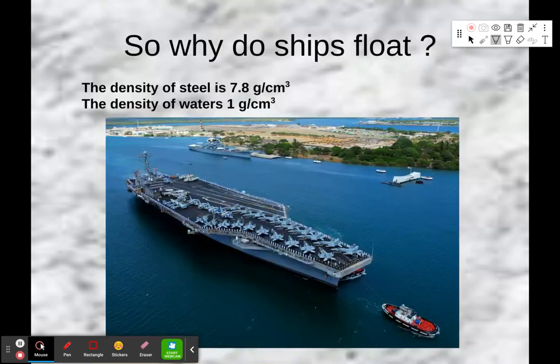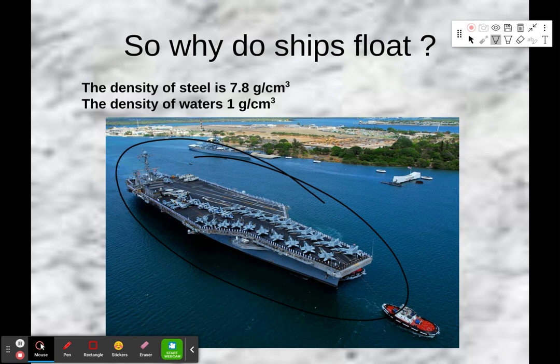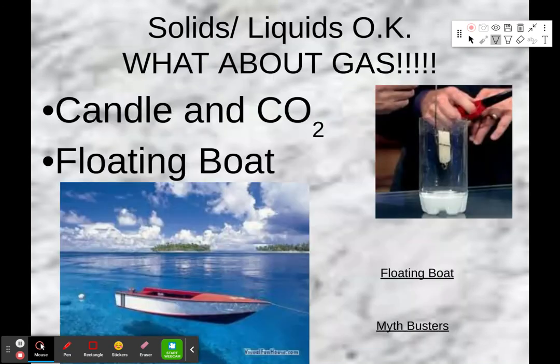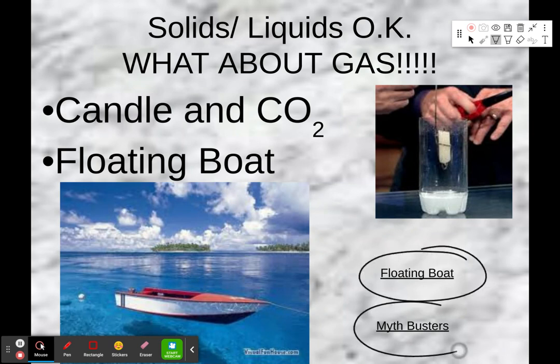Okay. Why does this giant aircraft carrier not sink? Well, that has to do with the video about water displacement. But if we displace enough water, that makes our density lighter than 1. We will always float on water. All right. You're going to need to click on these 2 links in the actual notes in the link above this in Schoology and watch the boat float and then the Mythbusters talking about why the boat floats.